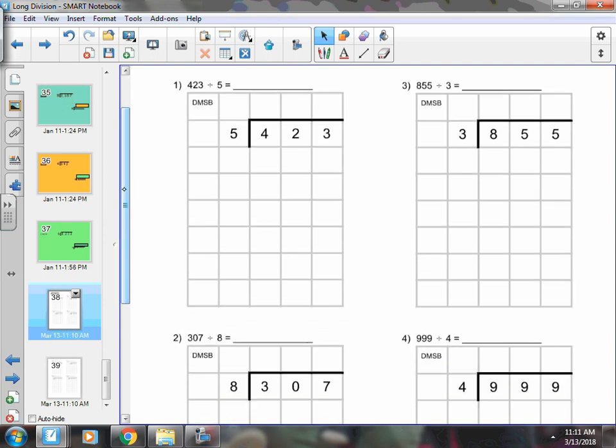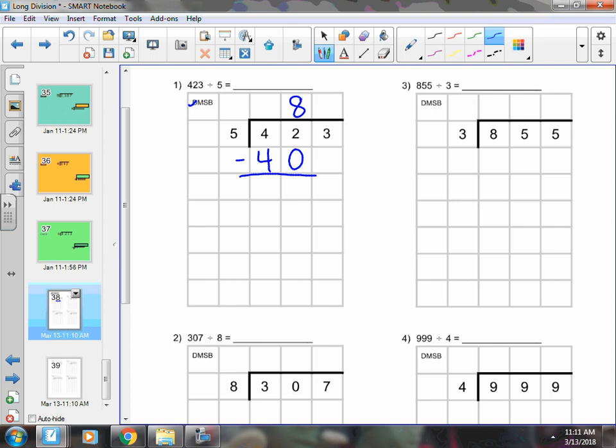423 divided by 5. I'm thinking groups of 5, groups of 5, groups of 5. You cannot make any groups of 5 from 4, but you can make groups of 5 from 42. You can make 8 groups of 5. Multiply 8 times 5 is 40. Subtract, bring down.